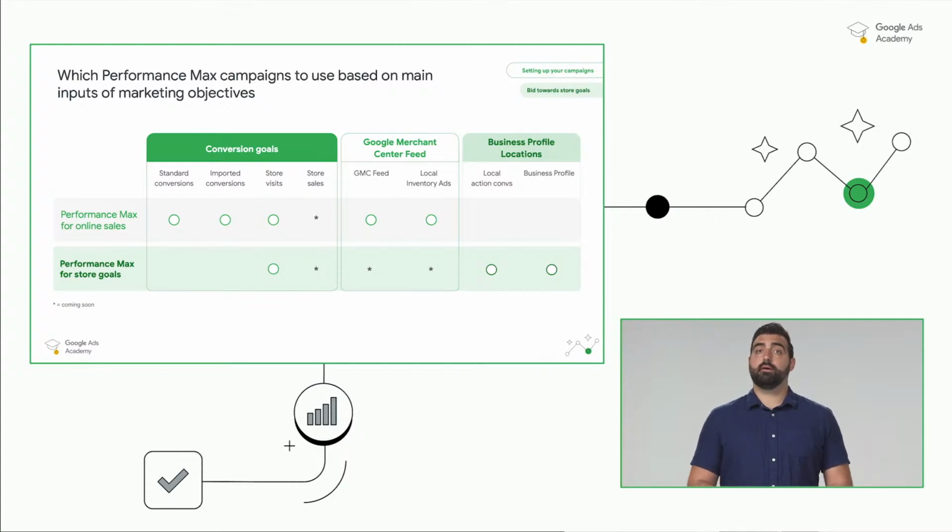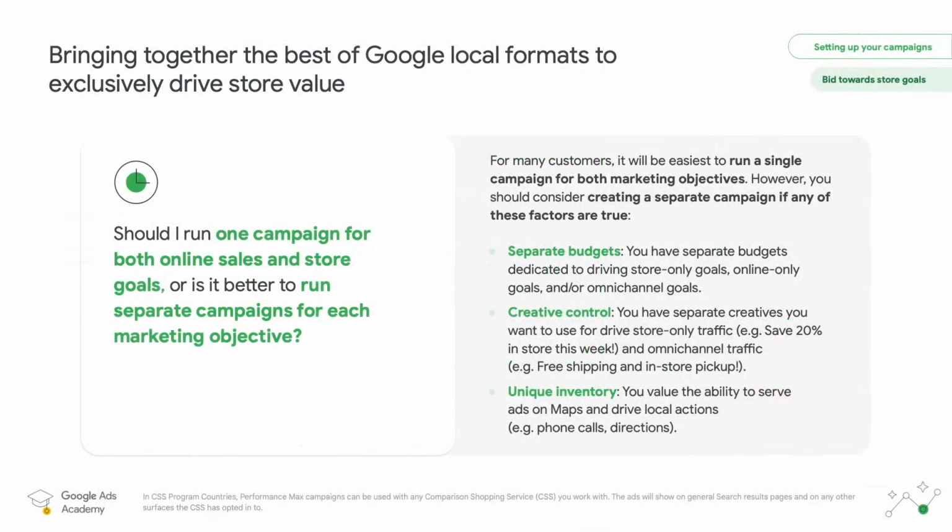Store sales bidding compatibility is not yet launched, but is on the roadmap to come soon for both types of retail Performance Max campaigns. To hammer this point home, the easiest way to bid to omnichannel goals is by using PMax with a feed to bid to both online actions and store visits, or store sales in the near future.